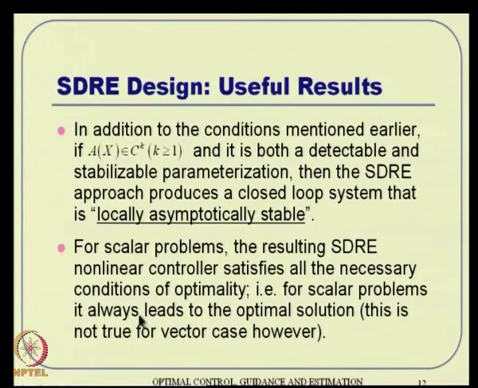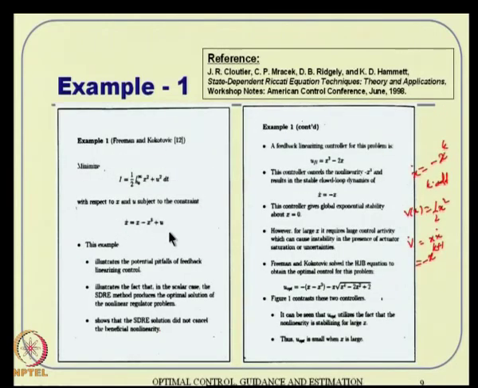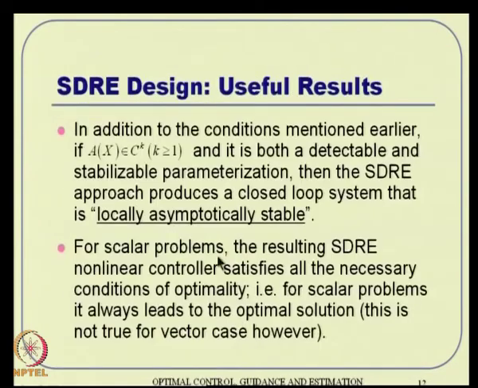The second theorem tells us that for a scalar problem, like the example that we discussed here, which is actually a single state problem, the resulting SDRE nonlinear controller satisfies all the necessary conditions of optimality. That means, for a scalar problem, it always leads to the optimal solution. It does not lead to suboptimality in the scalar case.